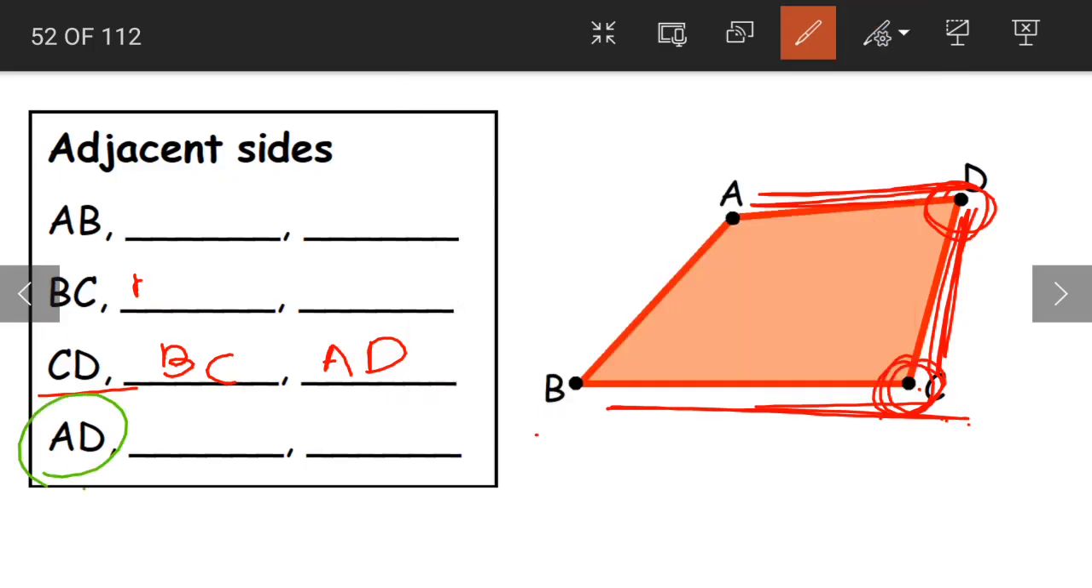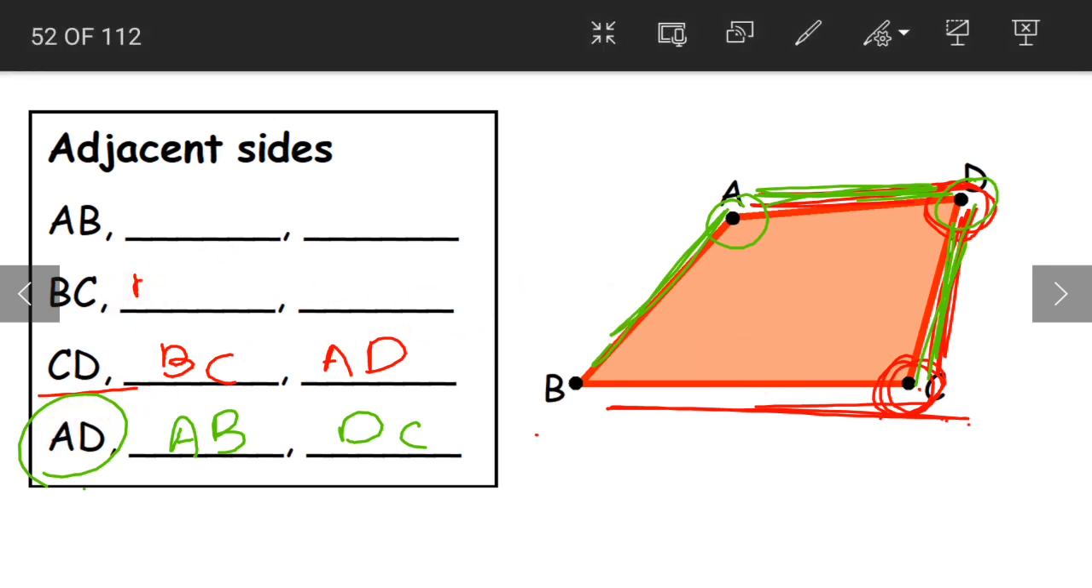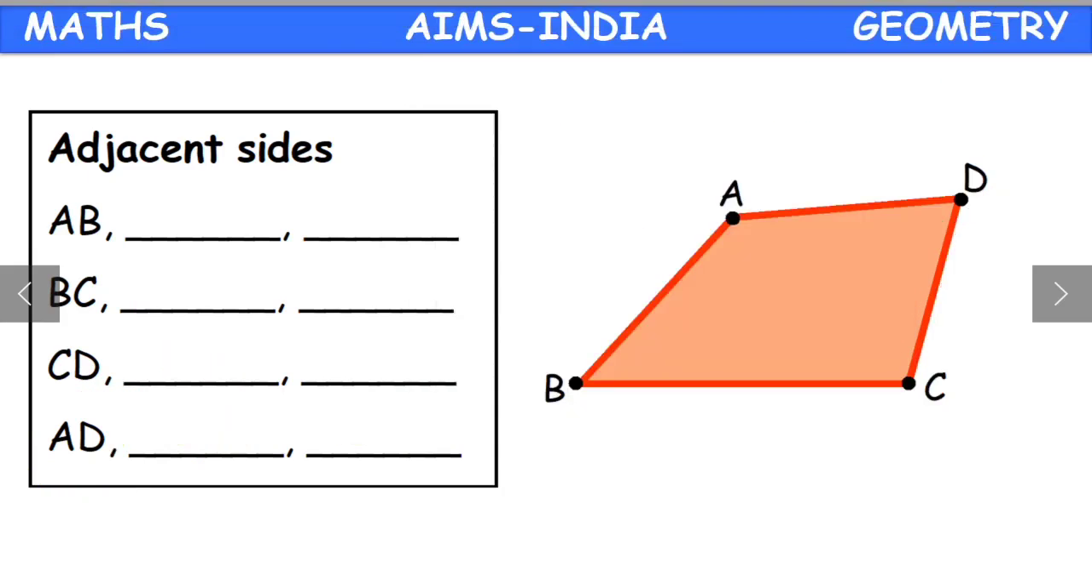Coming to the last one, AD. For the side AD, what will be the adjacent sides, children? AB with A as the common vertex and then DC as D is the common vertex. I hope this is clear. What did we learn? We learned about the opposite and adjacent sides of the given quadrilateral. Opposite sides do not have a common vertex and adjacent sides share a common vertex.